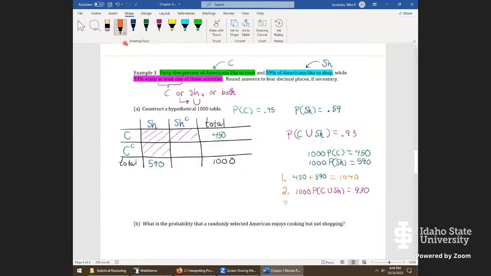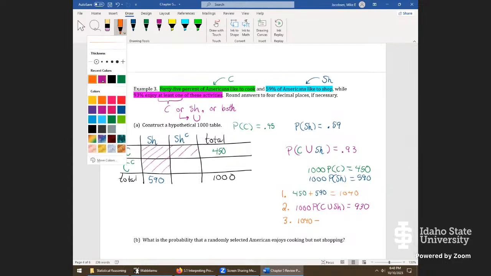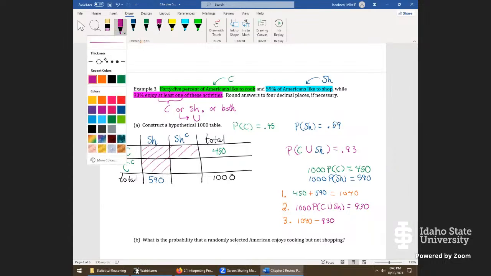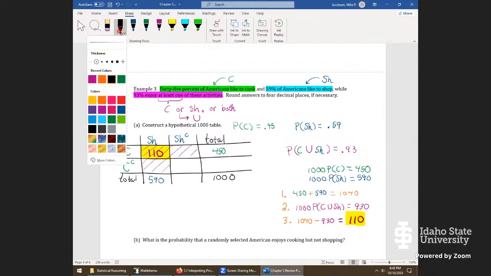Then the last thing we have to do in step three is take the larger count, 1040, minus the smaller count of 930. This came out to 110. And so finally, that's the value that goes right here. It always goes directly in that location for the intersection. And once you have that, the rest of the table is now solvable in a pretty orderly way.